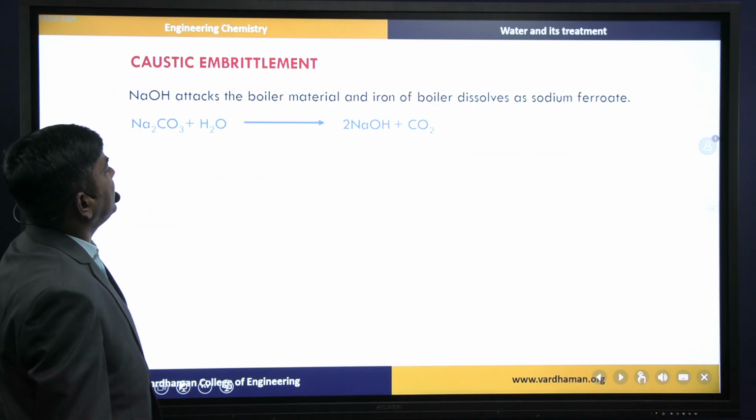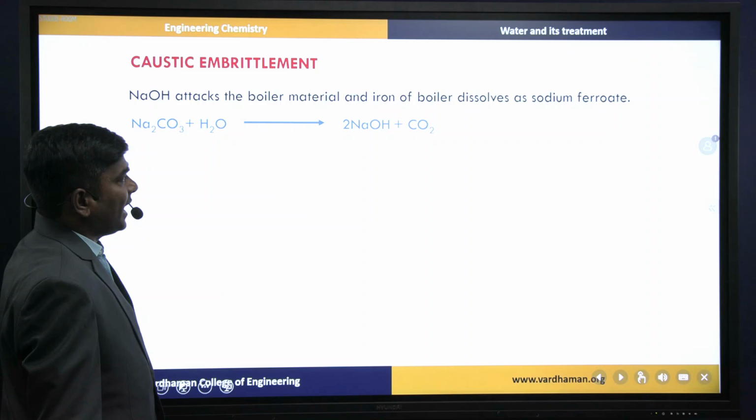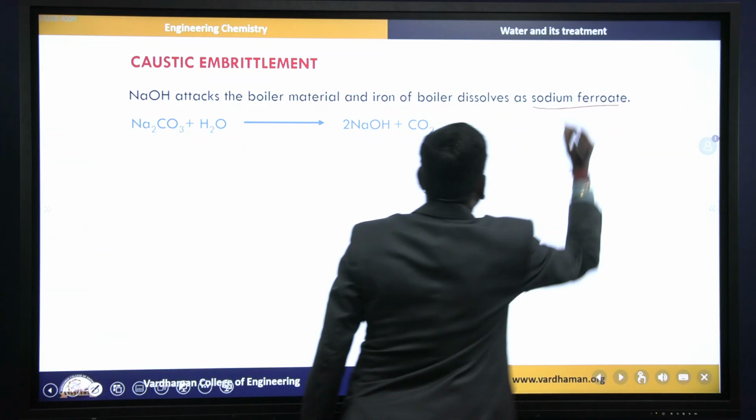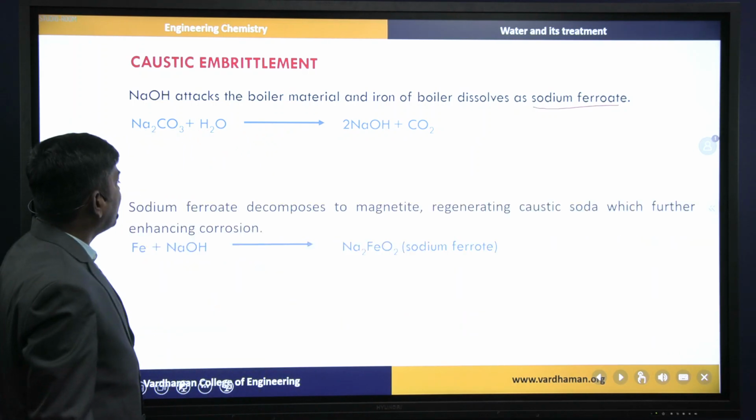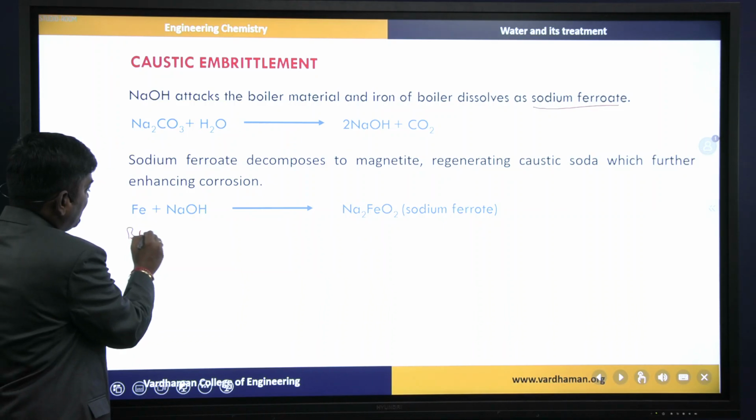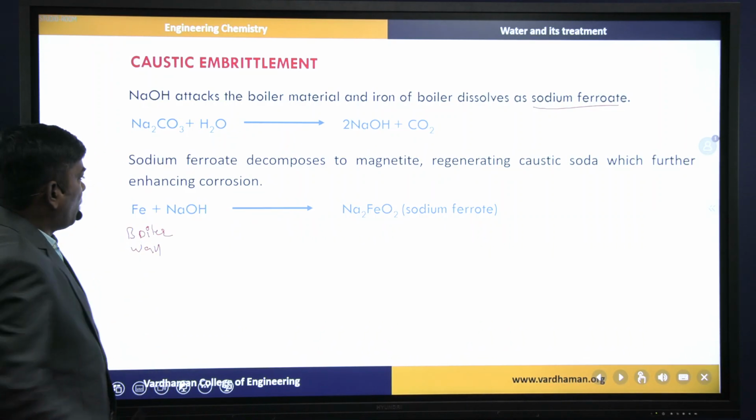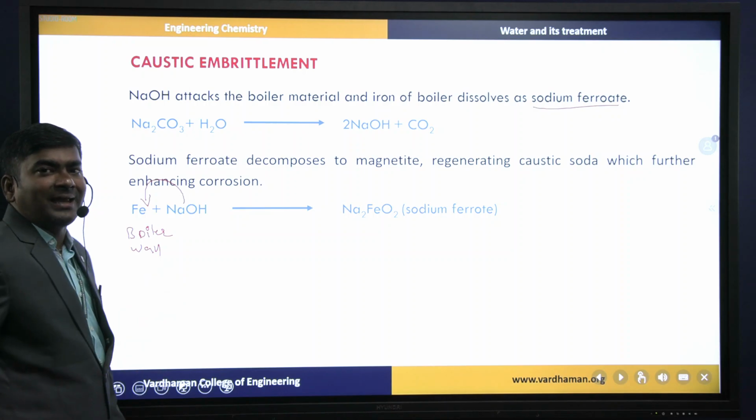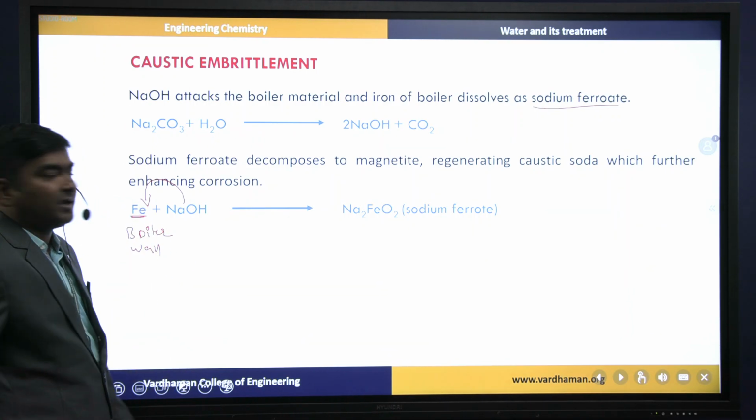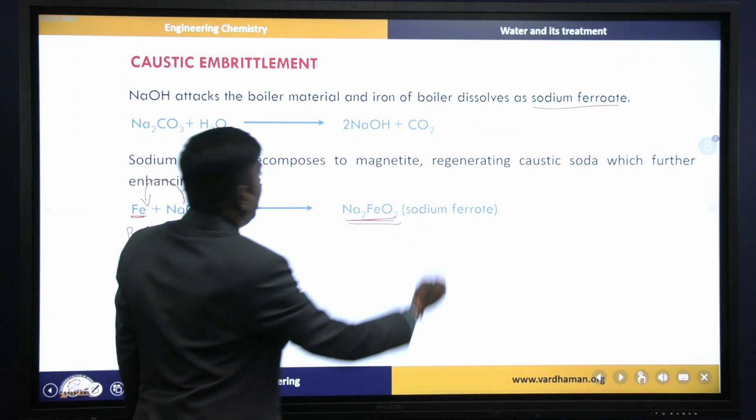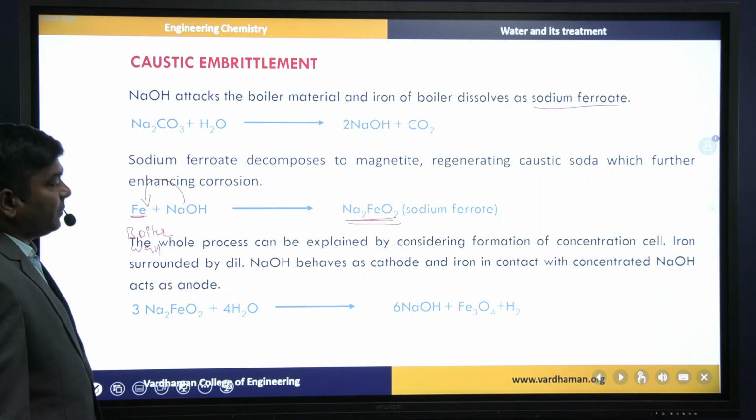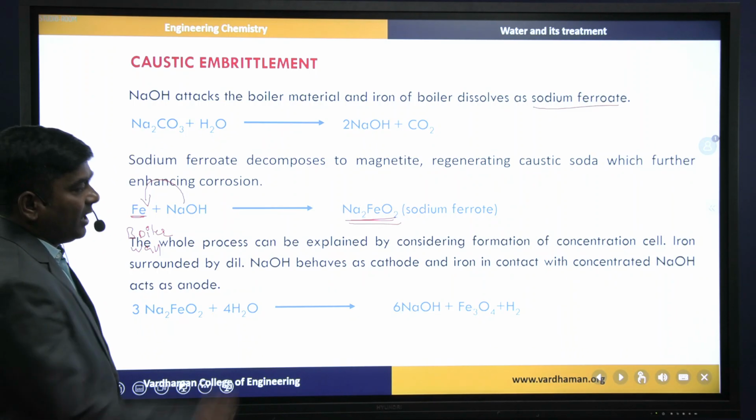So sodium hydroxide attacks the boiler material, and the iron of the boiler dissolves as sodium ferrate, right? Sodium hydroxide reacts with the iron, and this iron is the boiler wall. When sodium hydroxide enters into fine cracks of the boiler material made with iron, it reacts with that iron, forming sodium ferroate. The whole process can be explained by considering the formation of a concentration cell.